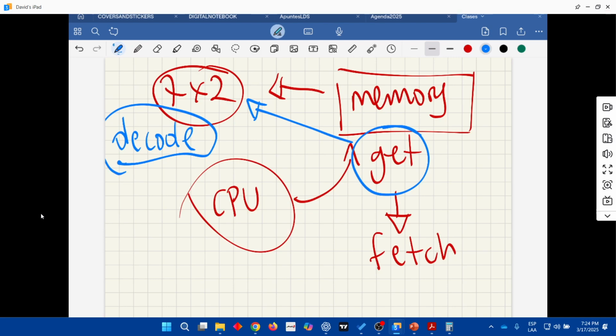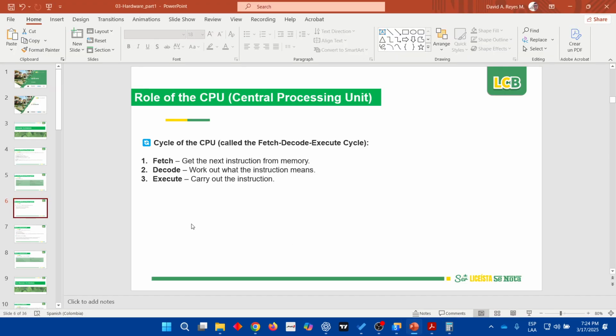So the CPU transformed the information into a language that the CPU understood, that instruction. Okay, so we have fetch, decode, work out what the instruction means, and execute. Execute means carry out the instruction, that is, start executing the instruction.